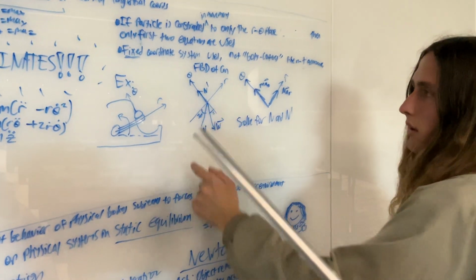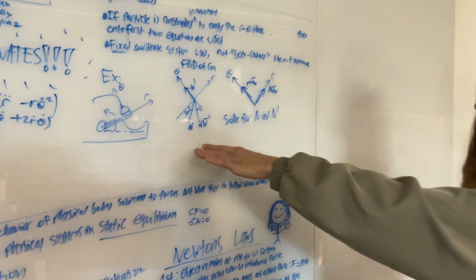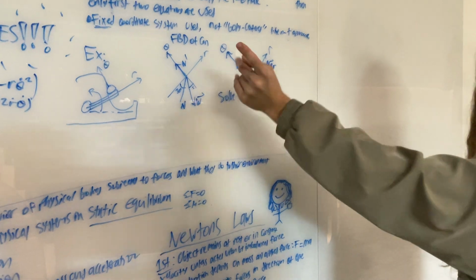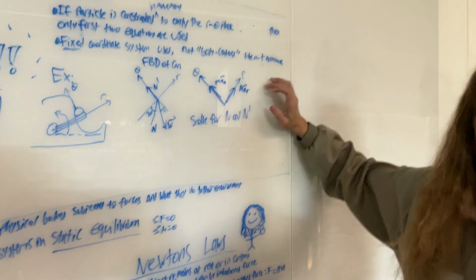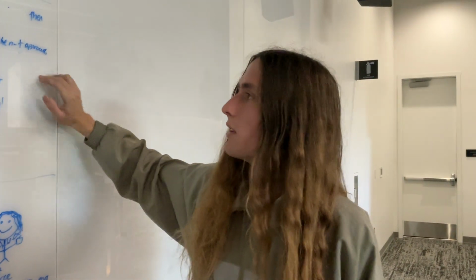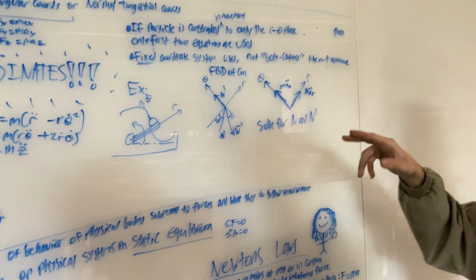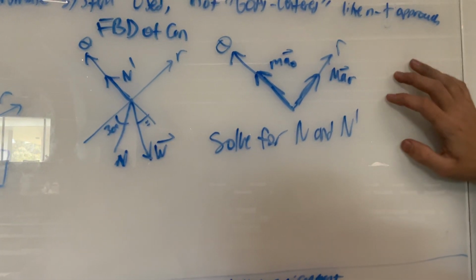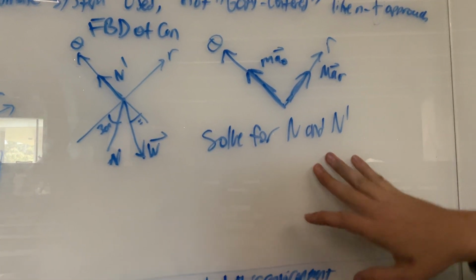We have our arc component, and then for these types of problems, you probably want to do an FBD and a KD, a kinetic diagram, which Andrew talked about earlier. This would be the free body diagram of the can. This would be the kinetic diagram of the can. And then in this problem, we were solving for N and the prime.